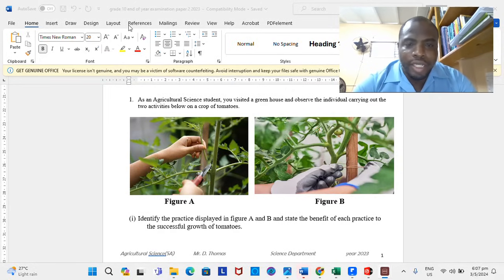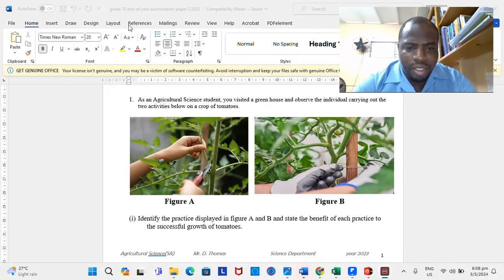As an agricultural science student, you visited a greenhouse and observed the individual carrying out the two activities below on a crop of tomatoes. So figure A and figure B. We see those two activities. What are the individuals carrying out? Identify the practice displayed in figure A and B and state the benefit of each practice to the successful growth of tomatoes.